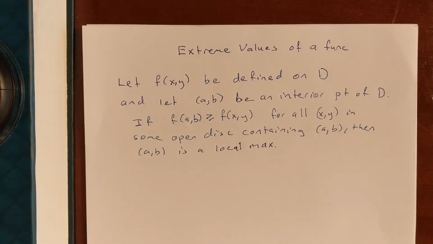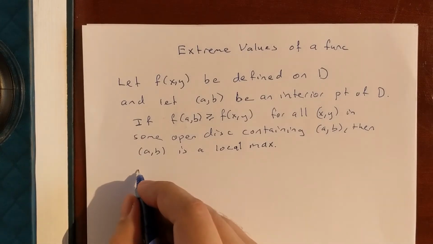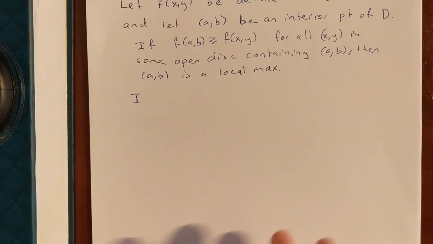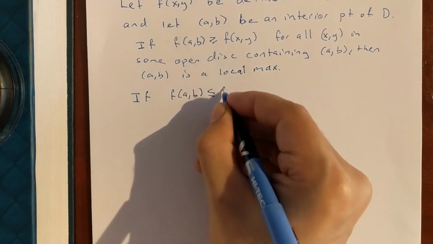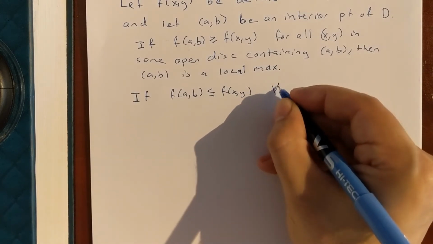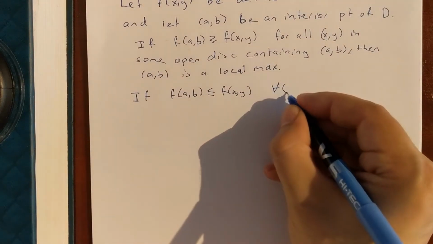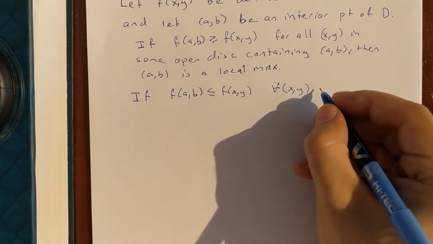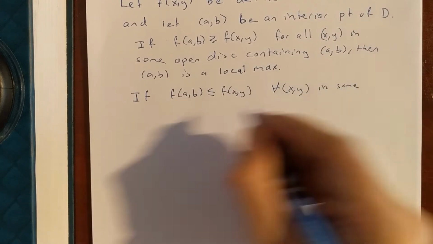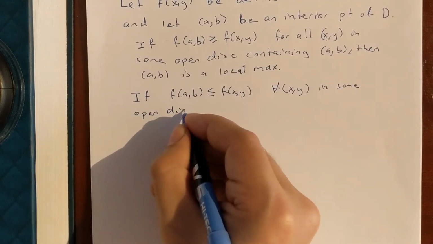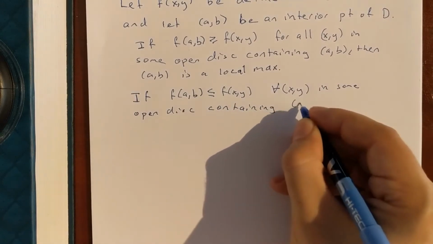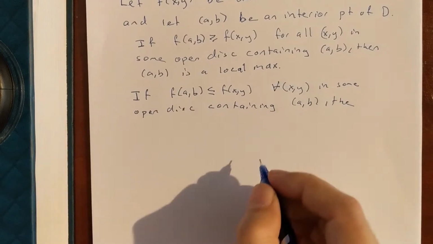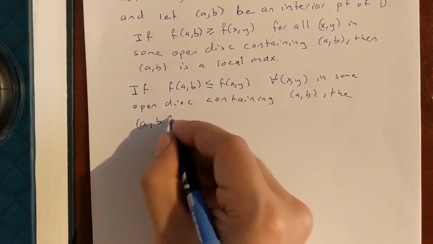Now, if on the other hand we have the other way around, f of (a, b) is less than or equal to f of (x, y), remember, this means for all (x, y) in some open disk again, open disk containing (a, b), then (a, b) is a local min.